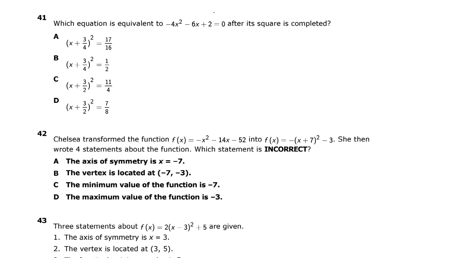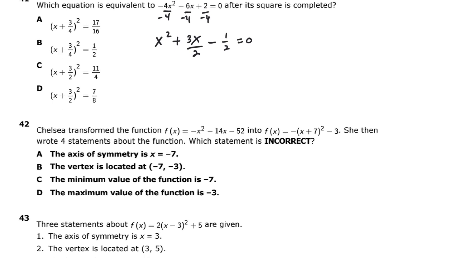It says which equation is equivalent after the square is completed. So what you want to do first is make sure that the leading coefficient A is 1. So what you do to each term, you divide by negative 4. So you have x squared plus, these two are divisible by 2, so you have 3x over 2, and this is minus 1/2. Now, you're going to move the negative 1/2 to the right, so you have x squared plus 3x over 2 equals 1/2.